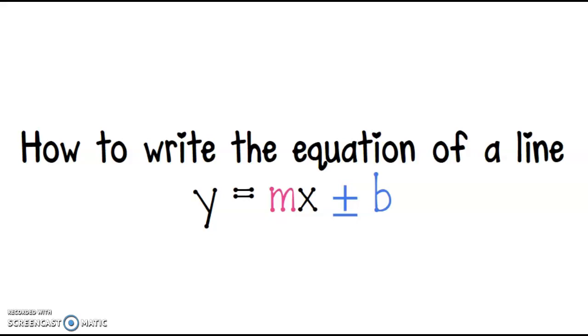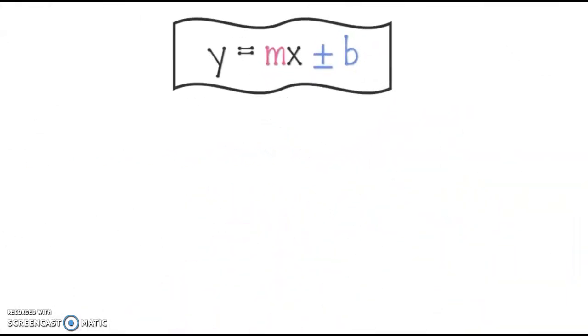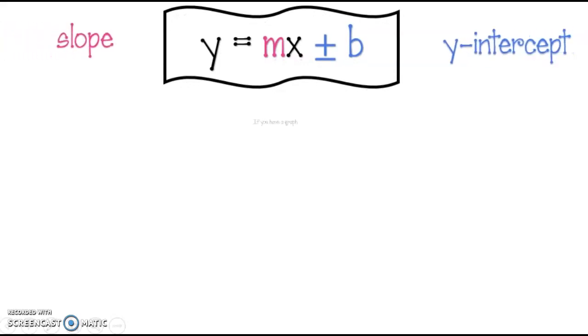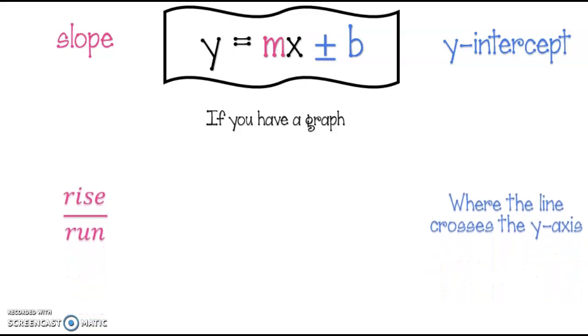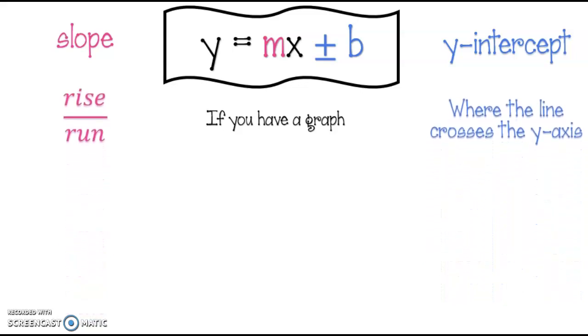How to write the equation of a line in slope-intercept form. You have y equals mx plus b. The m is the slope. The b is the y-intercept. If we have a graph, the slope is going to be a rise over run, and the y-intercept is where the line crosses the y-axis.